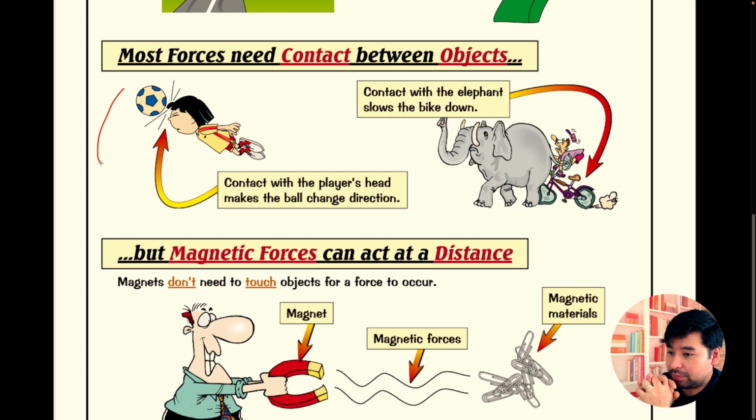And next one, elephant. Contact with the elephant slows the bike down, right? The bike was coming behind the elephant very fast. And then when it hits the elephant, it slowed down, I mean, right away, very quickly, right? Especially because the elephant has a much bigger force than the bike, right?